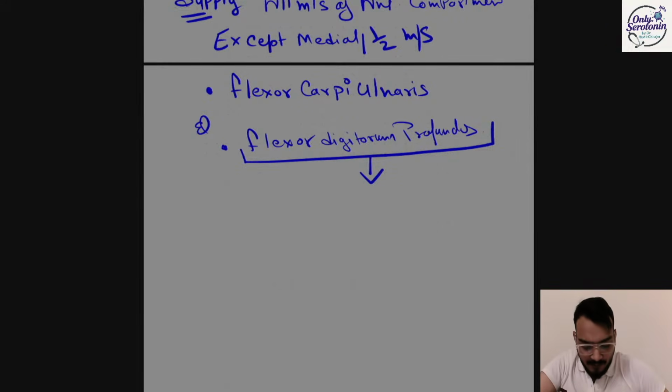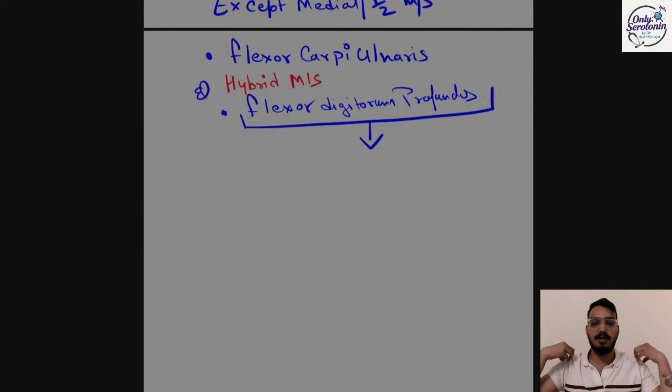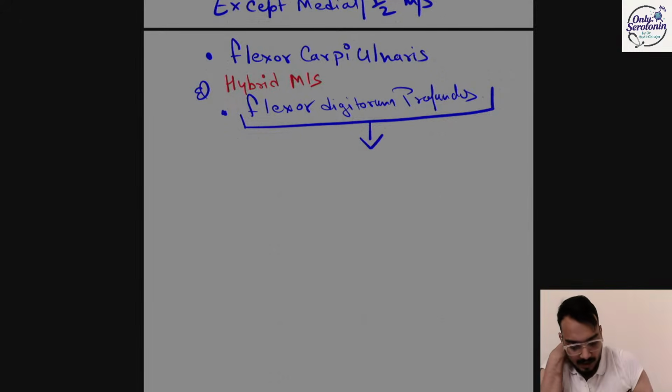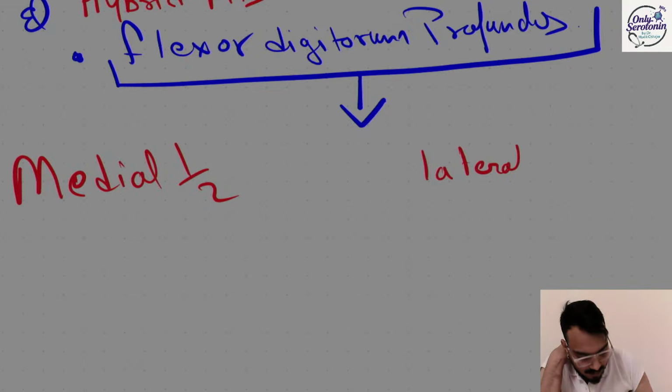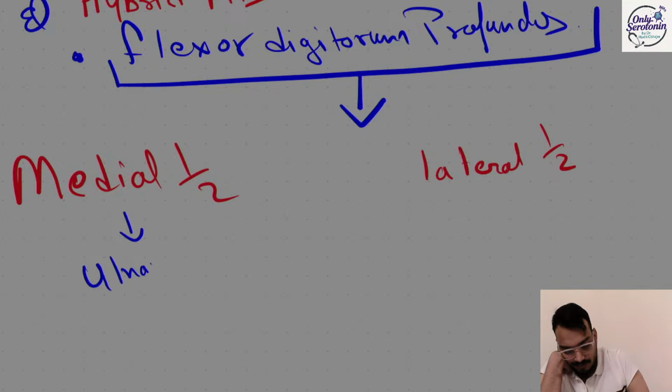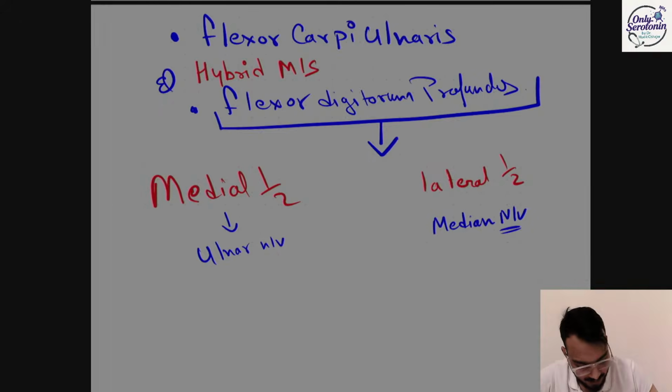Okay, let's go. Flexor digitorum profundus, guys, there are some things you should know about it. This flexor digitorum profundus is also a hybrid muscle. It also has a medial half and a lateral half. The medial half is supplied by the ulnar nerve and the lateral half is supplied by the median nerve. Great.